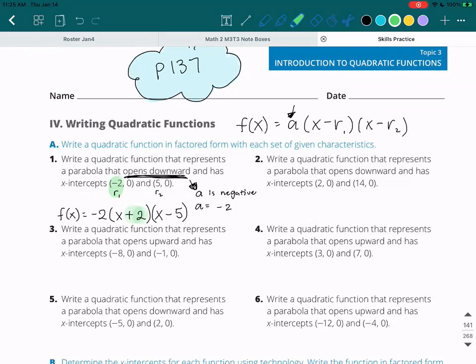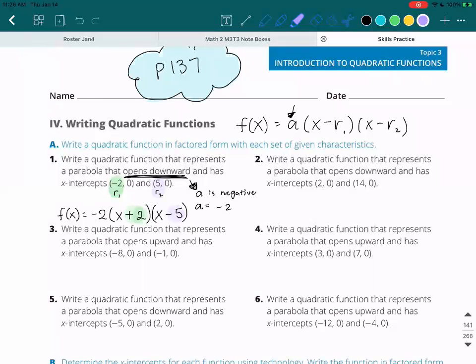And let me just highlight that in another color. So I got the -5 because we have R2 is +5 over here. So I put a -5. Remember, you just do the opposite signs. And then for our A value, we just chose any negative number. You could have had -2. If you want, you can put -24. You can put -10, -1/2. As long as it's a negative number, I don't care. You can even put -pi. So any negative number will work because any negative number will make it open downwards.